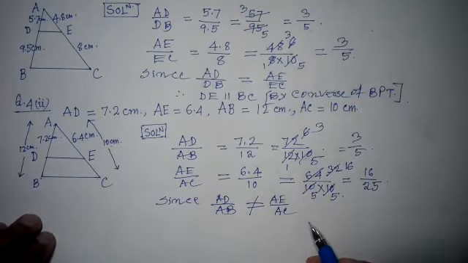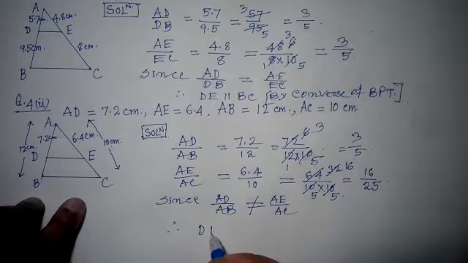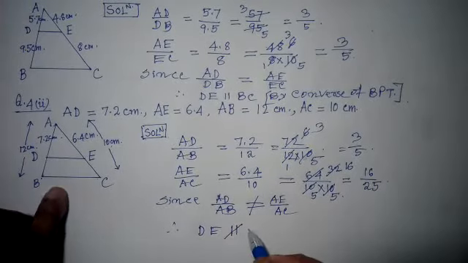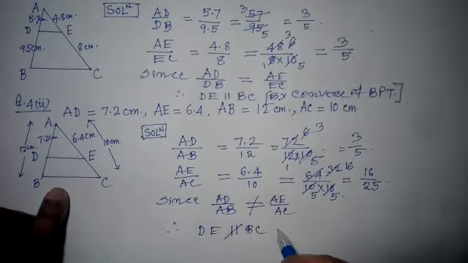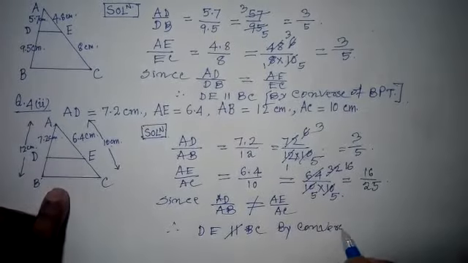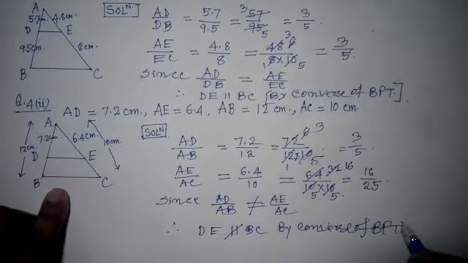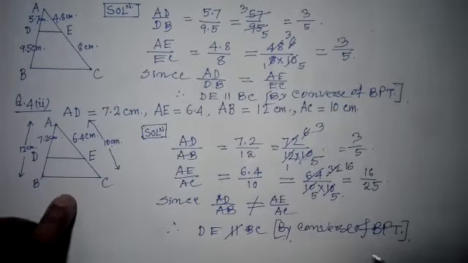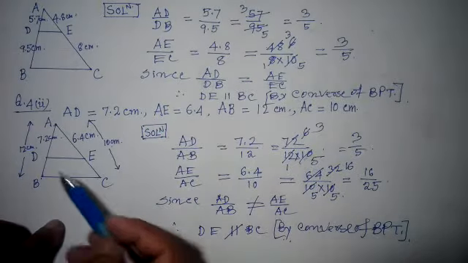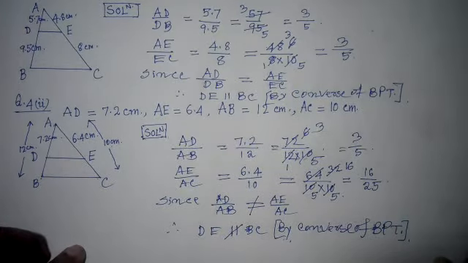AE by AC. So we can say that DE is not parallel to BC. The reason is the same, by converse of BPT, basic proportional theorem. So the proof is finished. So question number 1, they are parallel and this is not parallel. DE and BC are not parallel here because these two values are not the same.